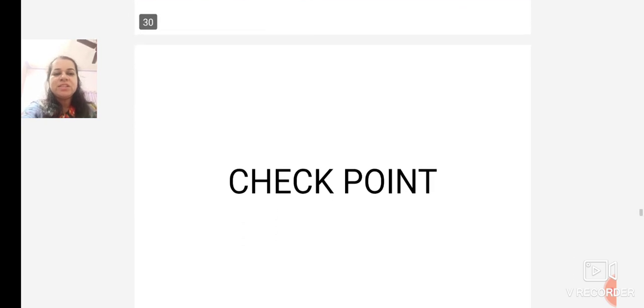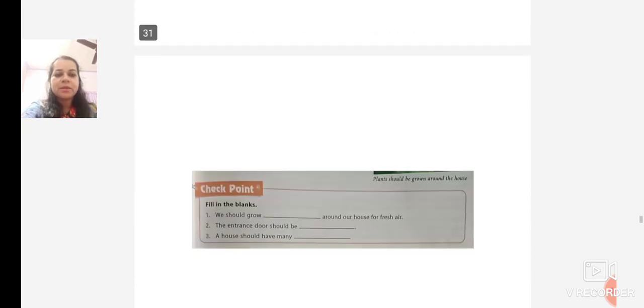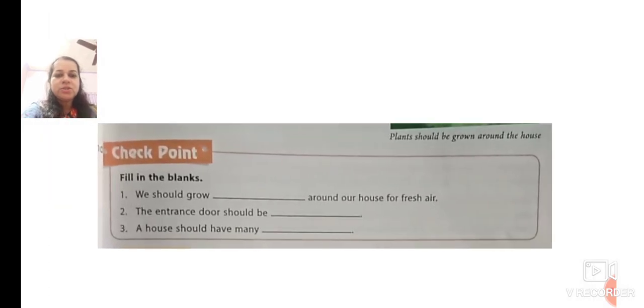Now we move on to the checkpoint. We should grow plants around our house for fresh air. The entrance door should be strong so that nobody could come and break the door and come inside.